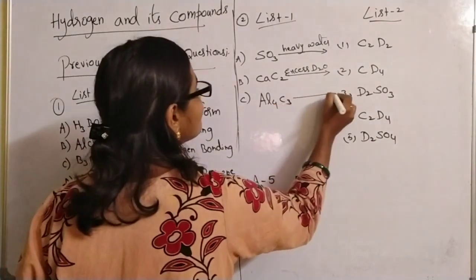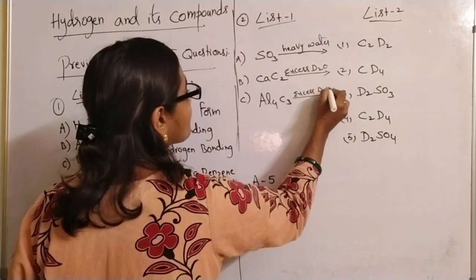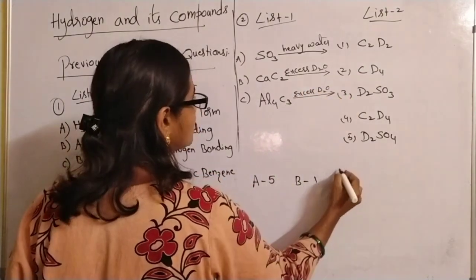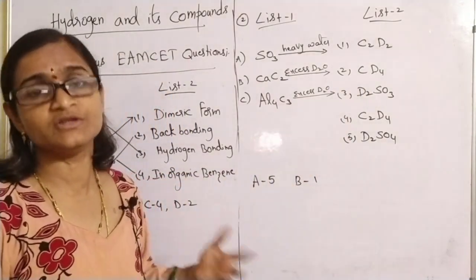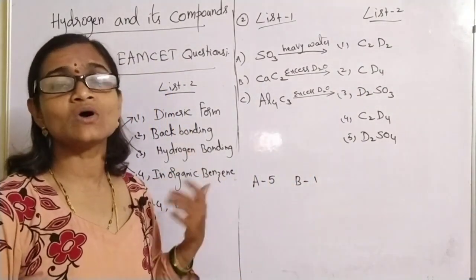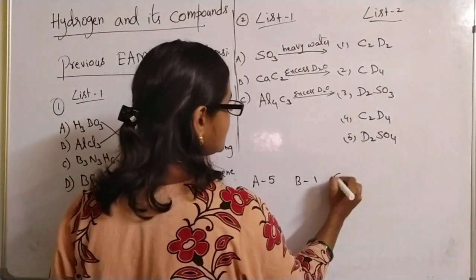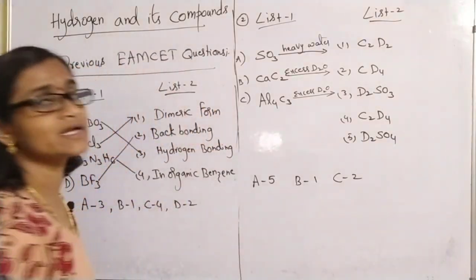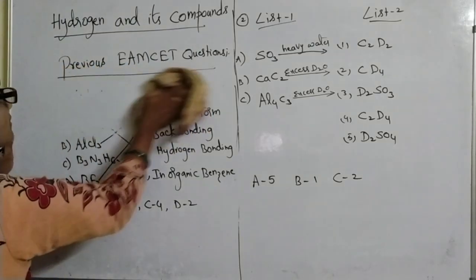Same like that, Al4C3 when it reacts with excess D2O, you will get methane. Instead of hydrogen, here deuterium is there, so it is called deuteromethane. So C2 will be the correct answer. Very important, match the following this is. So please go through. And next let us go with the third question.